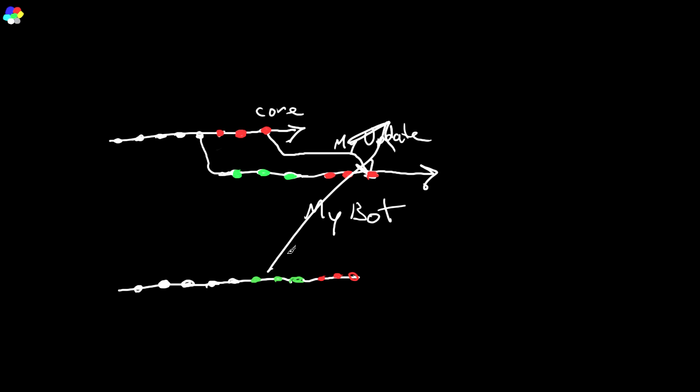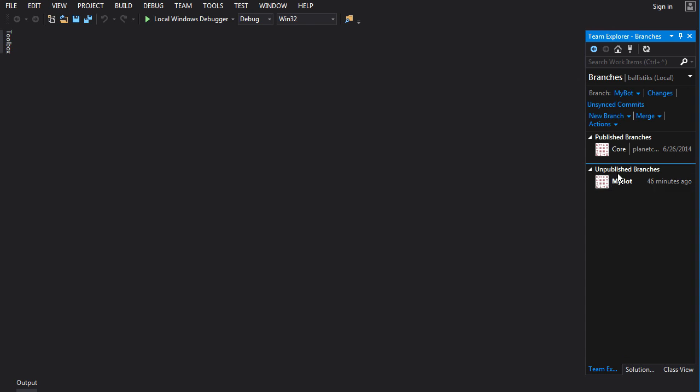And a lot of you probably don't want to do that, because if you're working on your bot, you want to keep that under wraps. So that's one reason. There's other reasons, but basically never work on the core branch. Always create a branch off and work in your own branch. So that is what you must do. And when you do that, it looks like this.